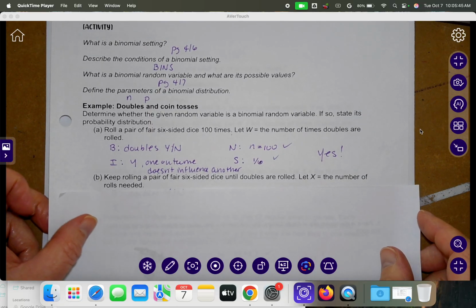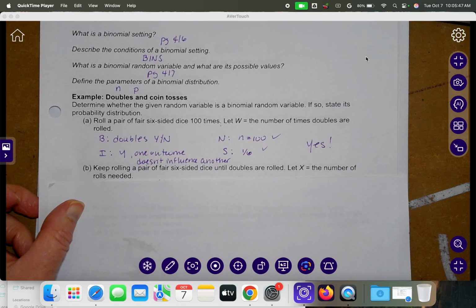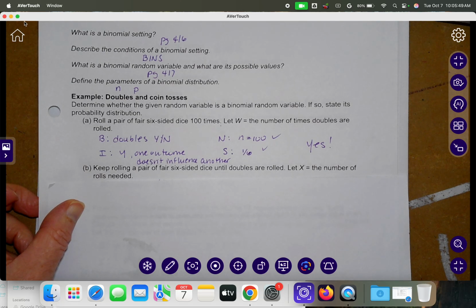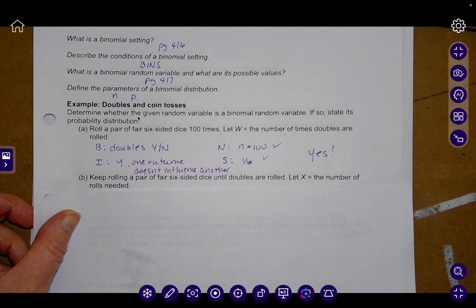Go ahead and take a minute and try the other ones on your own. And then pause the video, and when you're ready to go over it, unpause the video.